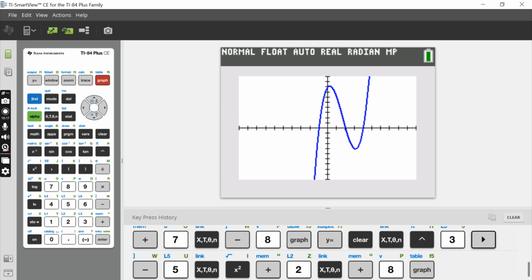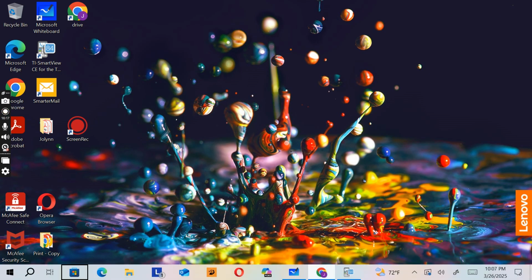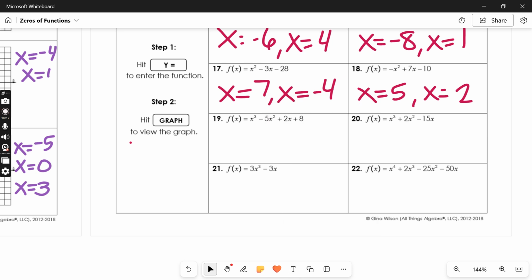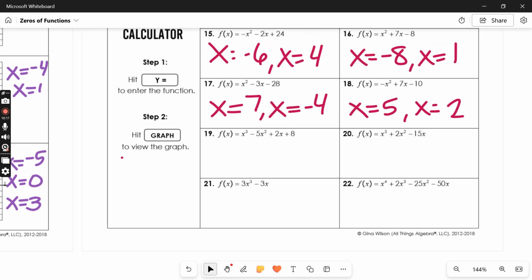Alright, so it looks like we hit at -1, +2, and +4. So -1, 2, 4. Another way you can write your answers is you can write them in curly brackets. So you can write them like this. Say -1, 2, 4.